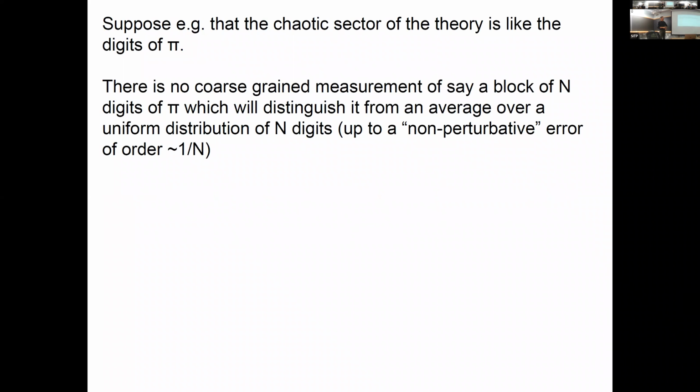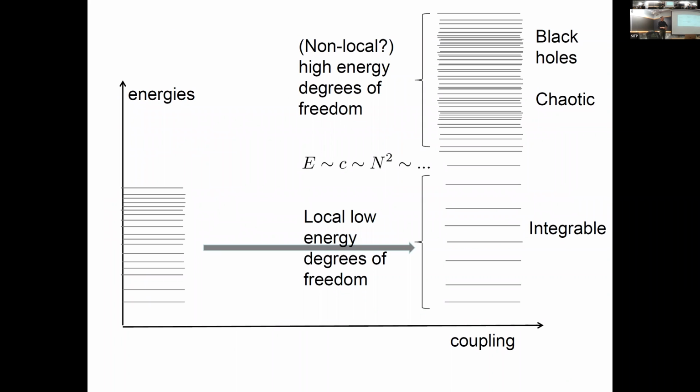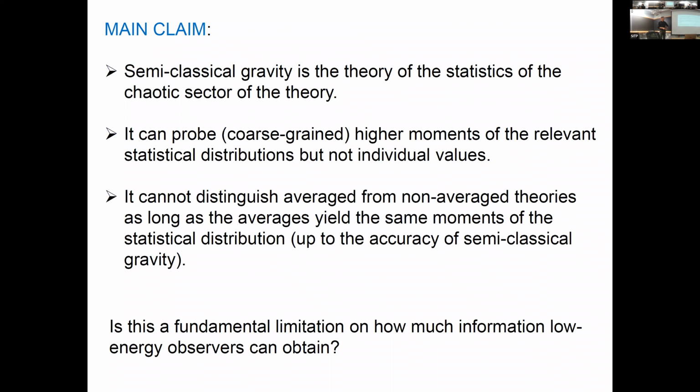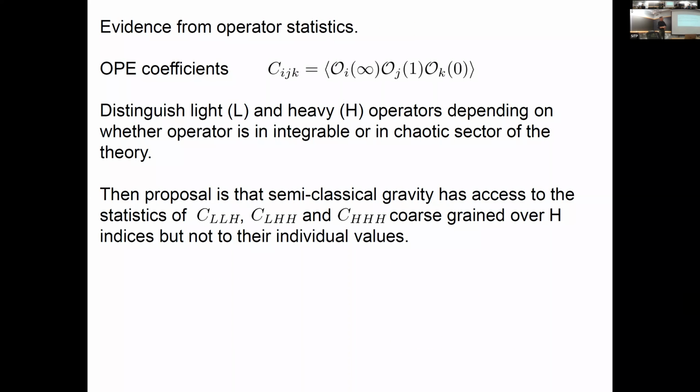And we're going to distinguish light and heavy operators depending on whether it's a low dimension operator whose energy is in this part of the spectrum, or it's a high energy operator whose dimension is in this part of the spectrum. I'll call those things L and H for light and heavy. So then the translation of this general statement to this particular situation would be that semi-classical gravity has access to the statistics of these operator product coefficients, as long as there's at least one heavy index.